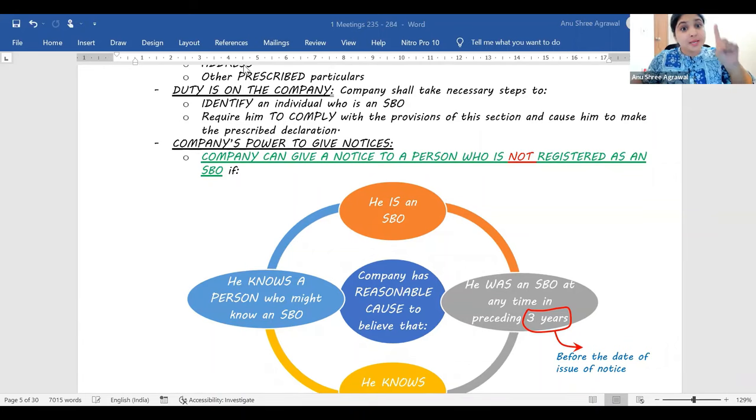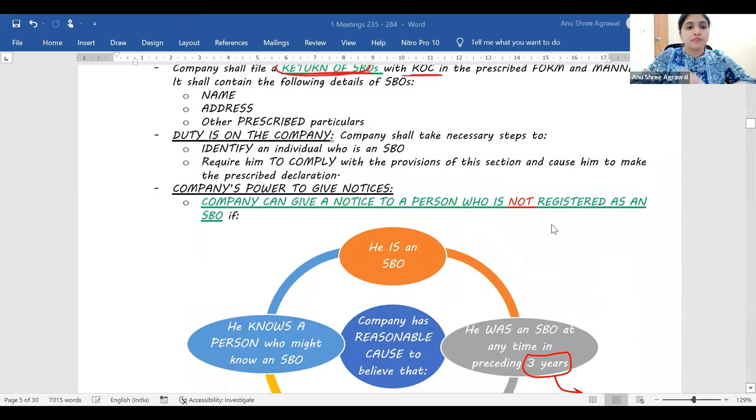I'll give you two options. Members can inspect or SBOs can inspect. What will your answer be? Who can inspect the register of SBOs? Members or SBO? Members. Members can inspect the registers, we said. Then we said, even for inspection, we can charge a fee of maximum 50 rupees.